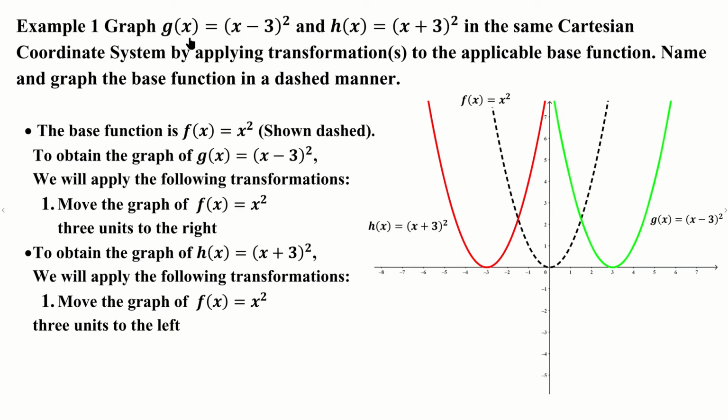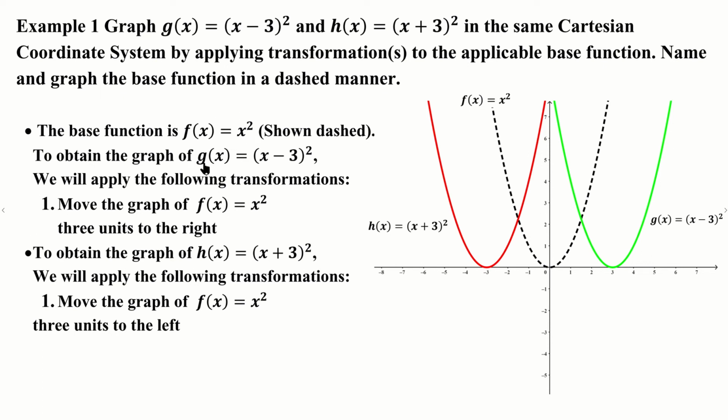All right, so for our first example, we're going to graph g of x equals quantity x minus 3 squared and h of x equals quantity x plus 3 squared in the same Cartesian coordinate system by applying transformations to the applicable base or reference function. Name and graph the base function in a shaded manner. So here the base function is going to be x squared, f of x equals x squared.